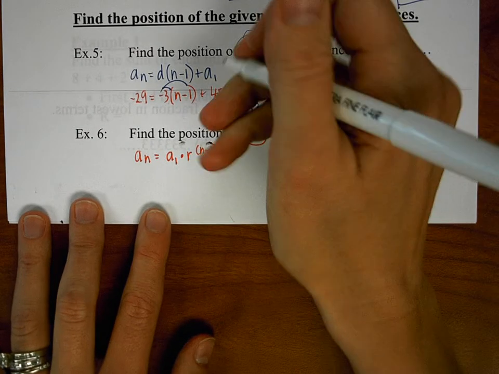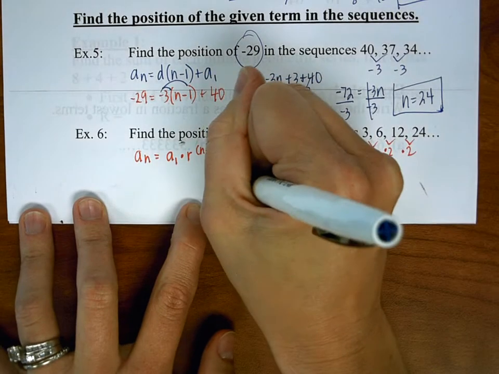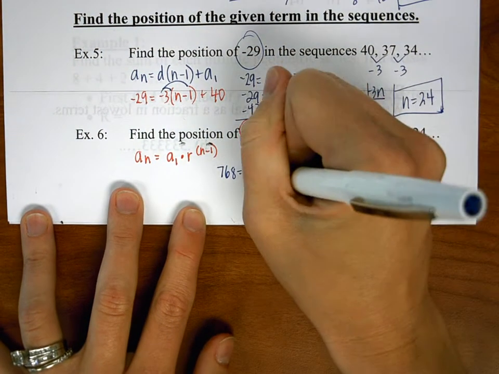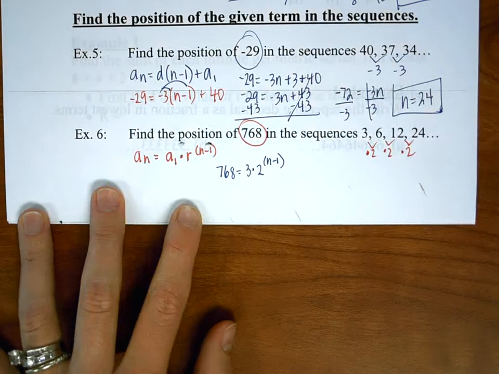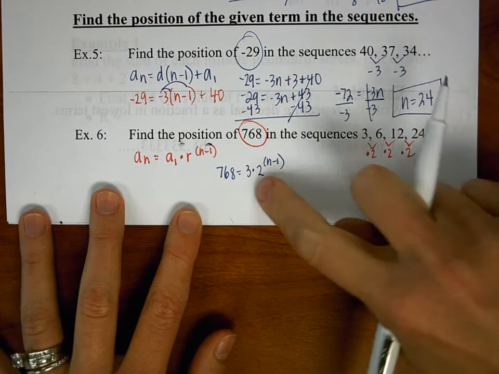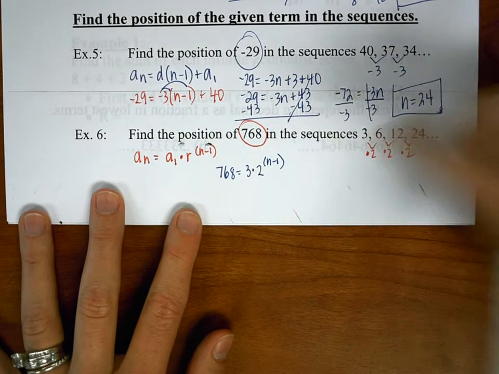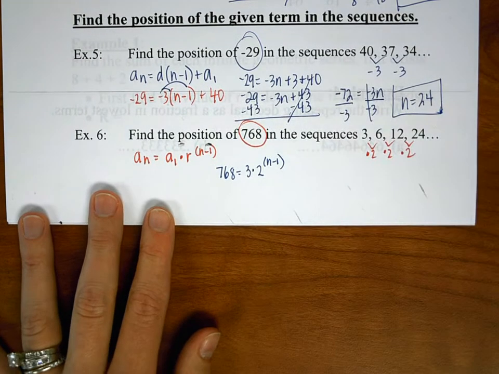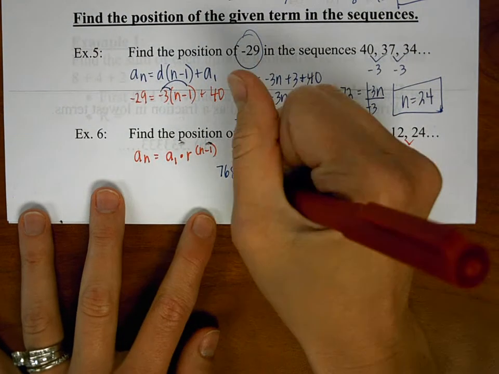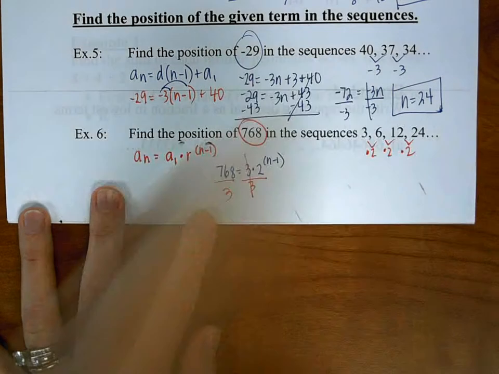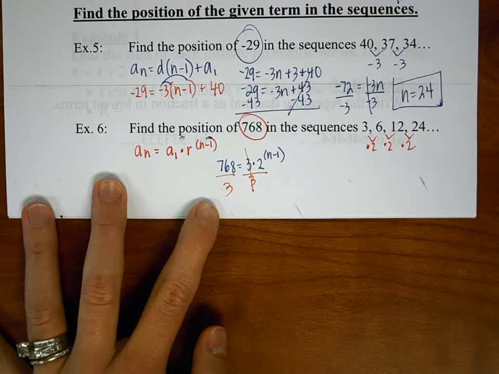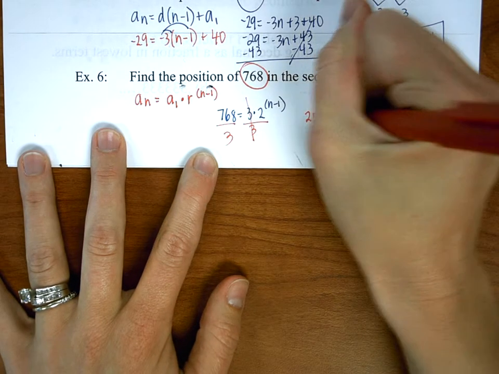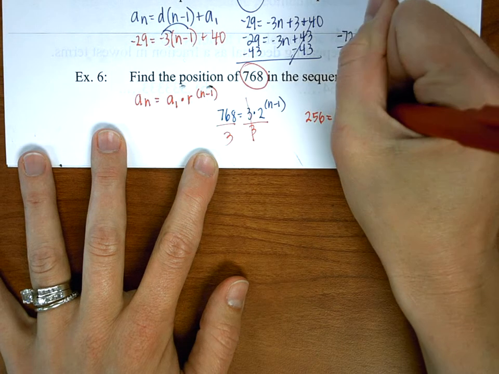So we then take 768 equals a sub 1 is 3 times r is 2 raised to the n minus 1, and what we do not know is what n minus 1 is. Well, we always have to take care of our exponents first, but I can't take care of my exponent because I have that variable in there. So in order to get rid of this 3 that's multiplying to this, how do I get rid of that 3? Good. We divide both sides by 3. So these cancel. 768 divided by 3 equals 256. So 256 equals 2 to the n minus 1 power.